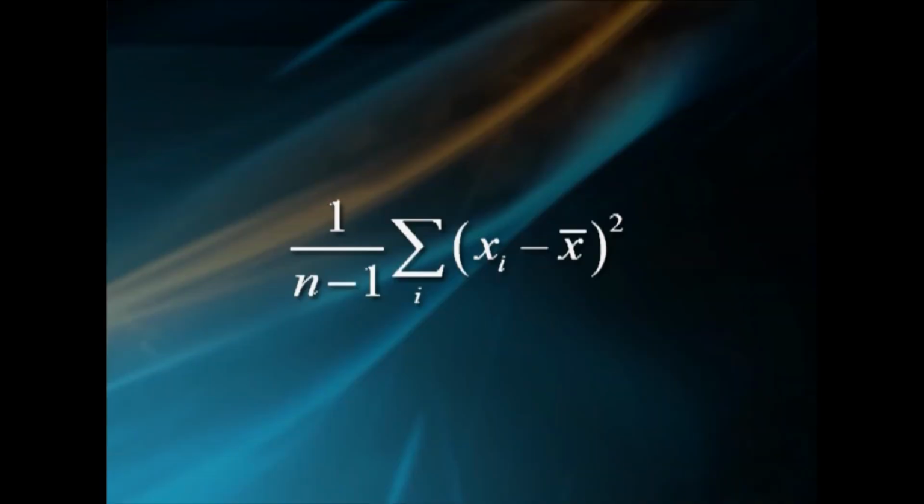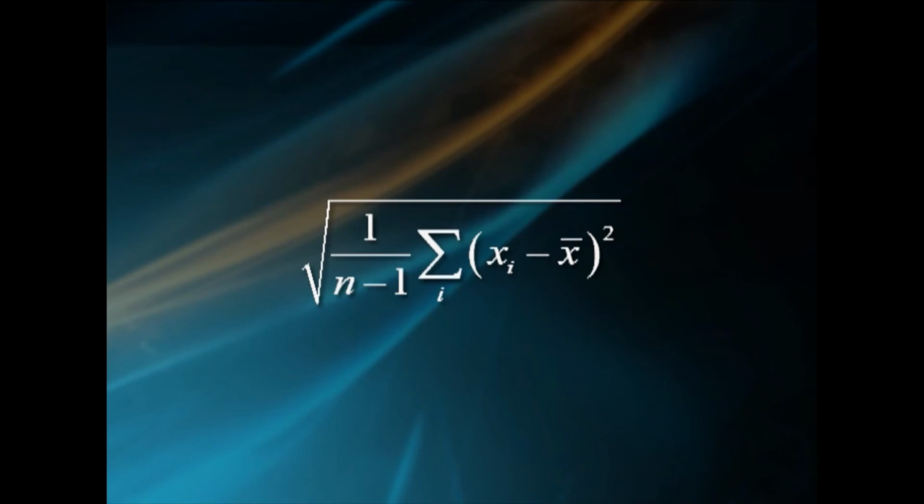If a set of sample observations are drawn from a population with unknown variance, we find an approximate value or estimate of population variance using sample observations using the expression 1 by n minus 1 into summation over i, x i minus x bar square. Hence, we obtain an estimate of the population standard deviation as square root of 1 by n minus 1 summation over i, x i minus x bar square.